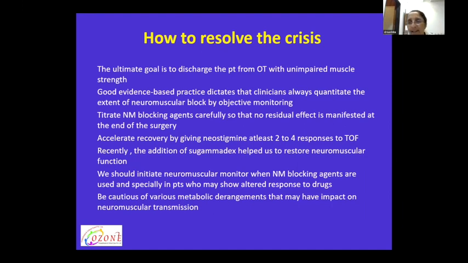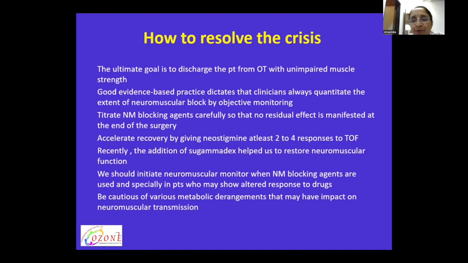Then how do we resolve this crisis in our daily practice? The ultimate goal is to discharge the patient from the operation theater with unimpaired muscle strength. Good evidence-based practice dictates that clinicians always quantitate the extent of neuromuscular block by objective monitoring, meaning monitoring responses on the train of 4 machine. Titrate neuromuscular blocking agents carefully so that no residual effect is manifested at the end of surgery. Accelerate recovery by giving neostigmine when at least 2 to 4 responses of train of 4 appear.